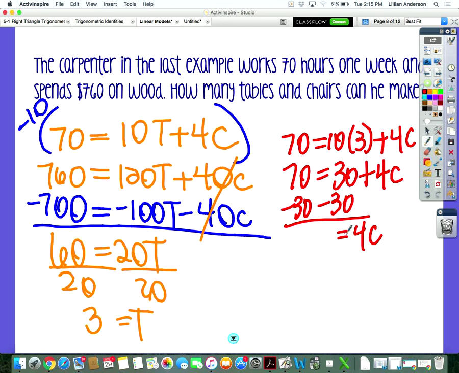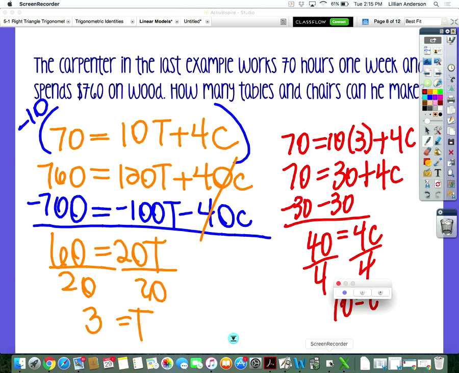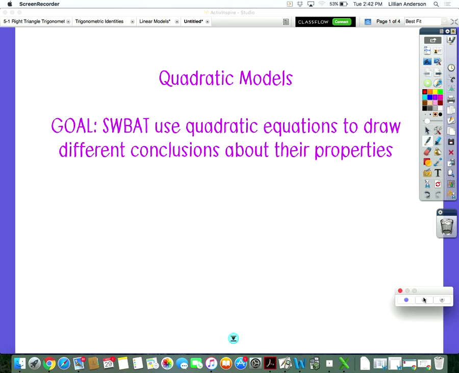70 minus 30 is? When you divide by 4, how many chairs can you make? 10. So a total of 3 tables and 10 chairs. You guys remember this, yes? Okay? So that was pretty much the book of linear models.